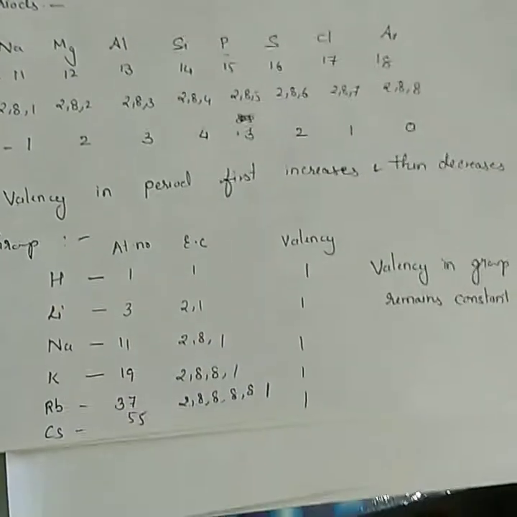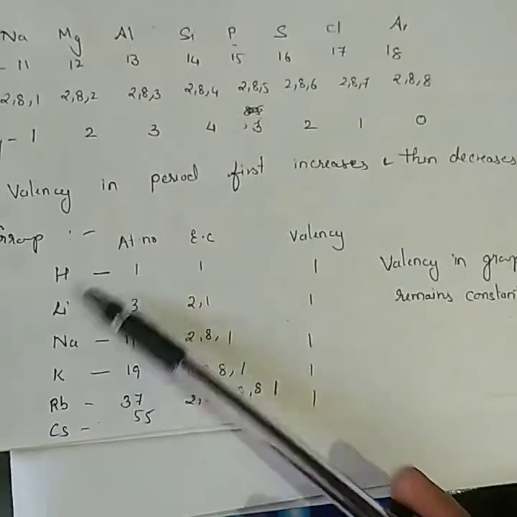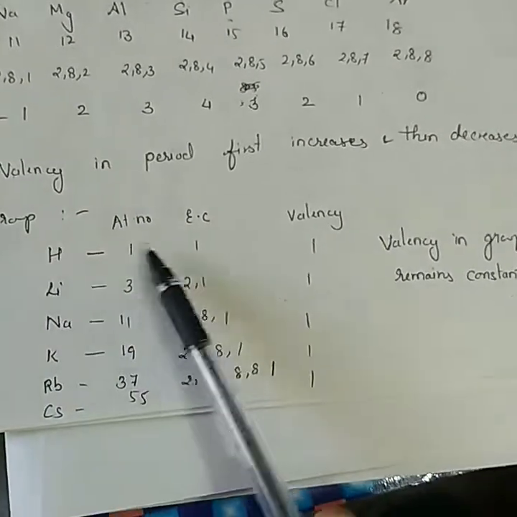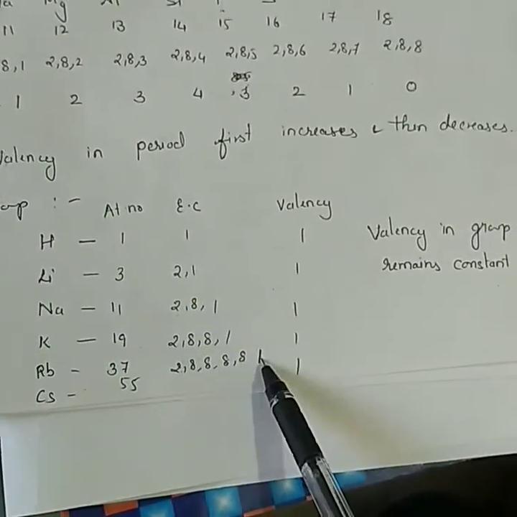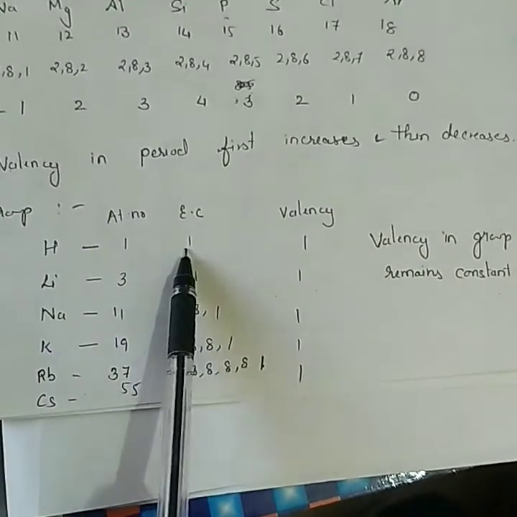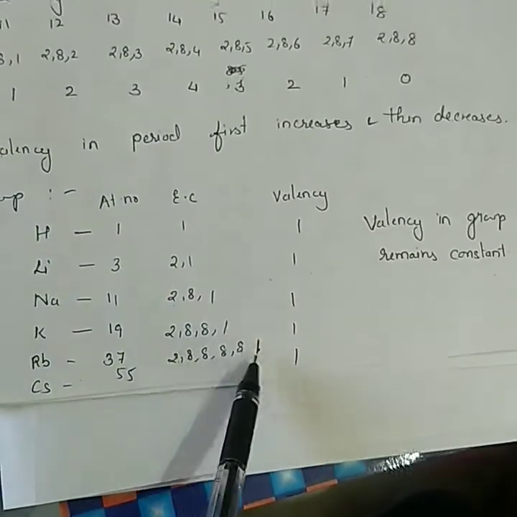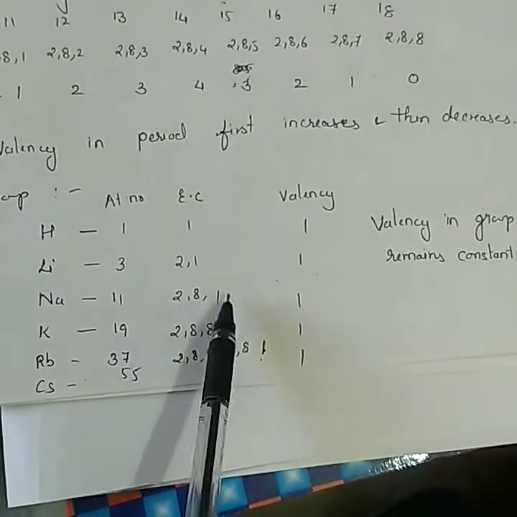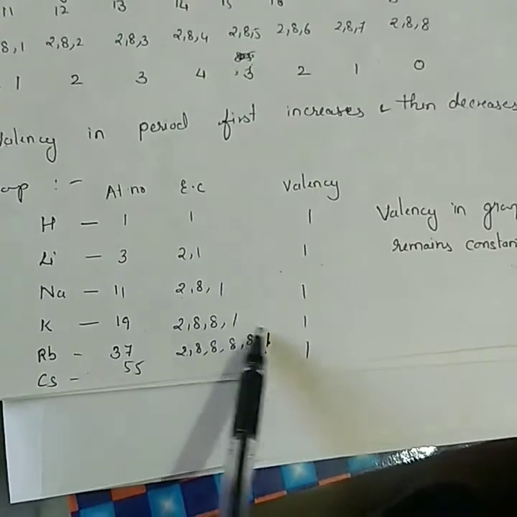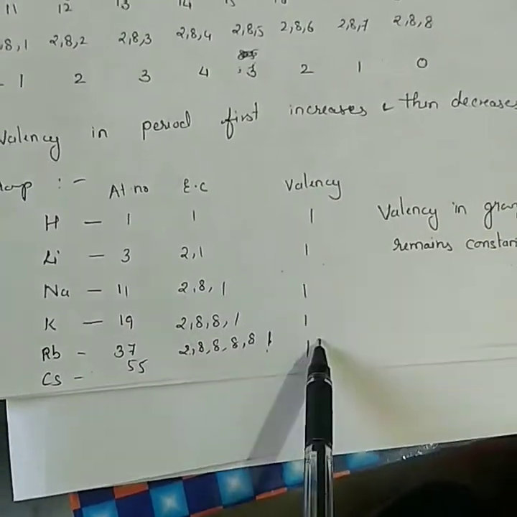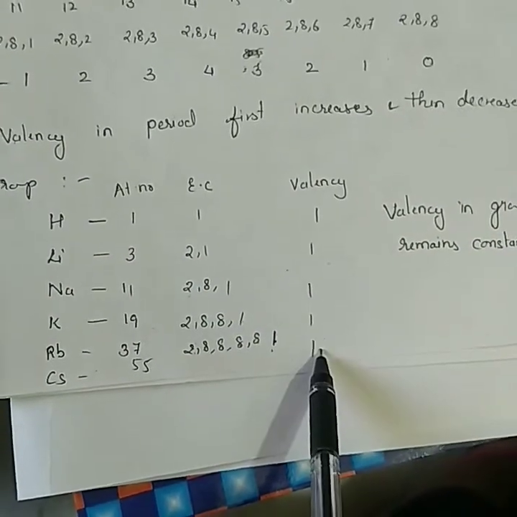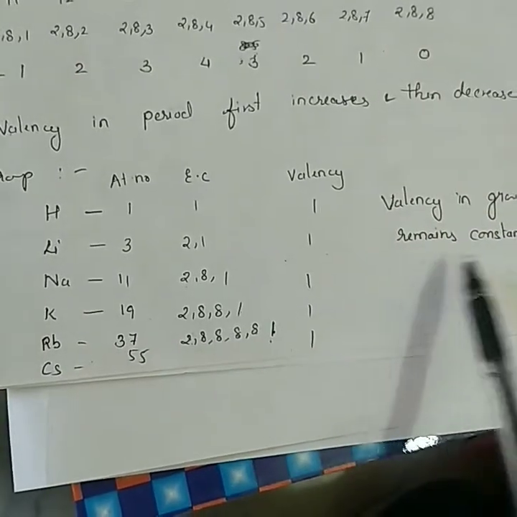Then what about a group? Take any group like hydrogen, lithium, sodium, potassium, rubidium, cesium. This is the first group. Write their atomic numbers and their electronic configurations. You will see that the number of electrons present in the last shell is the same, that is 1, 1, 1, 1. If it contains one electron, the valency of all these atoms is 1. So all the elements in the group have the same valency. Valency in a group remains constant.